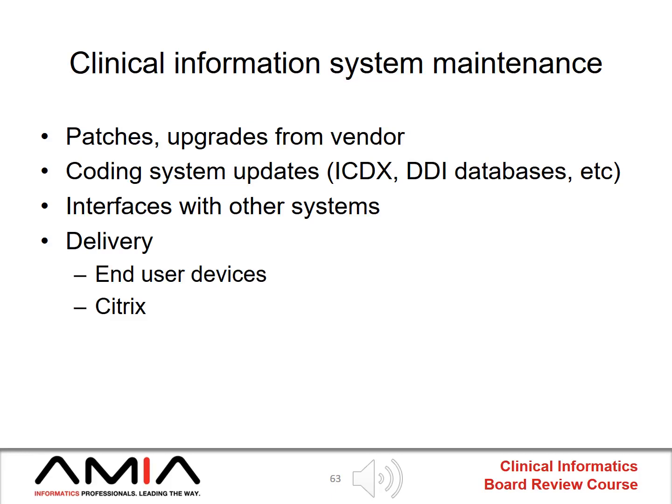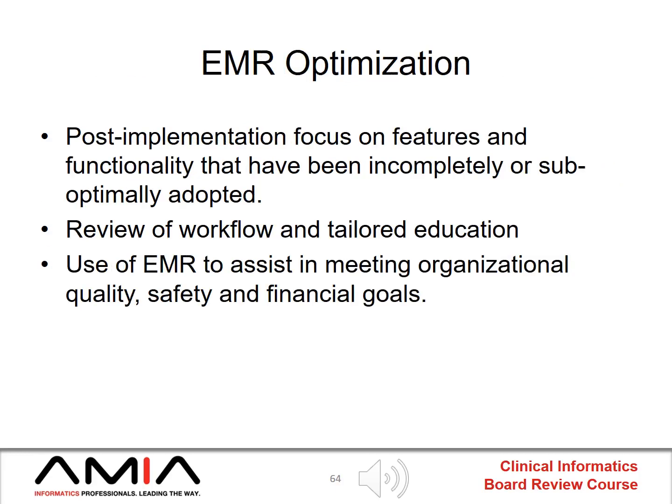All these require maintenance. The term EMR optimization is common, and when used, it is referring to a post-implementation focus on features and functionality that have been incompletely or suboptimally adopted. It may include a review of workflow and tailored education, and the goal of optimization is to optimally use the EMR to meet organizational quality, safety, and financial goals. Optimization is really a new term for a long-standing effort to continuously improve the use of your system and the workforce's knowledge of how it can be used.